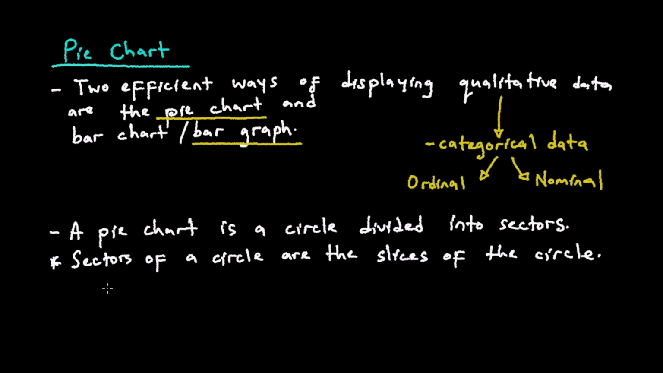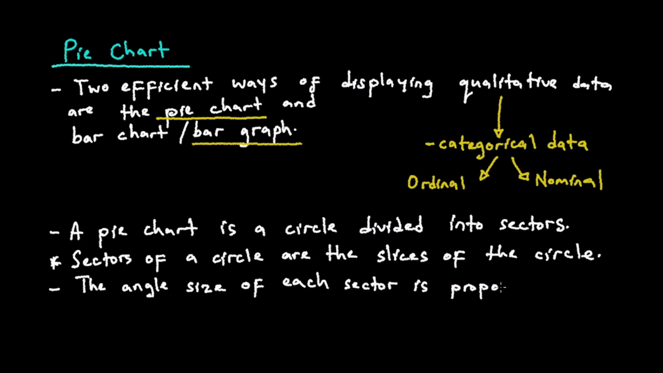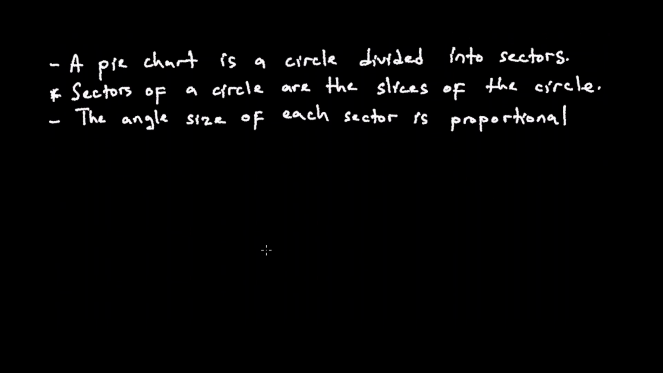So let us simplify this note. What we are just saying is the angle of each, so this is the angle size to be more specific. So the angle size of each sector is proportional. Let us write it as it is. We are going to break it down. So it's proportional to what? It is proportional to the frequency.